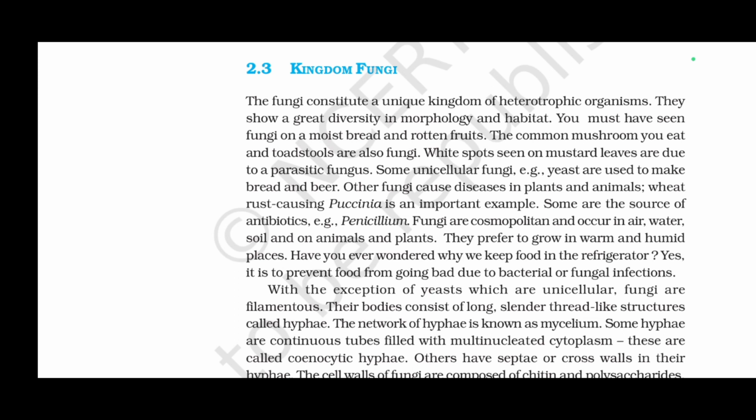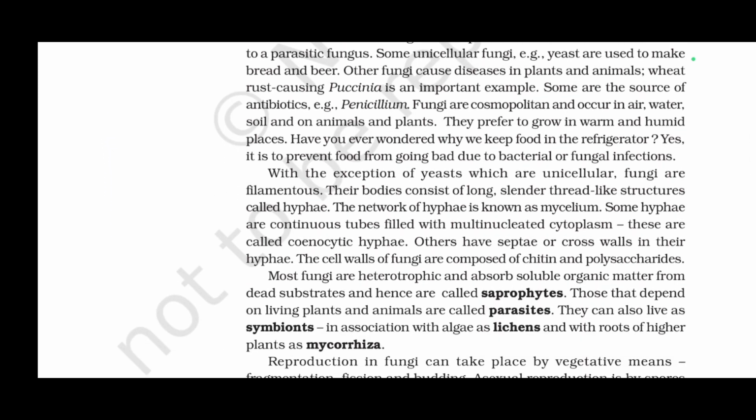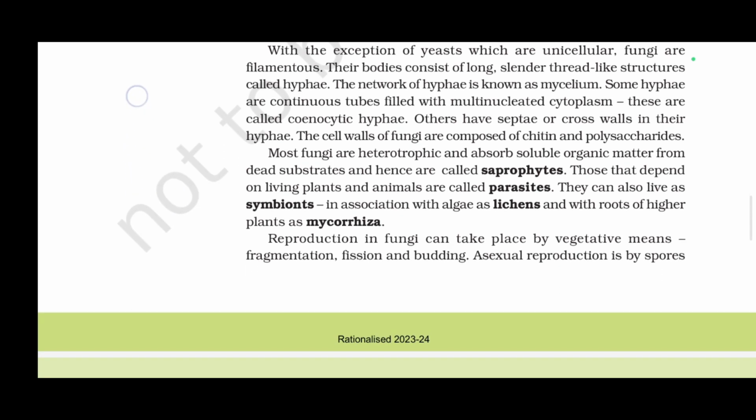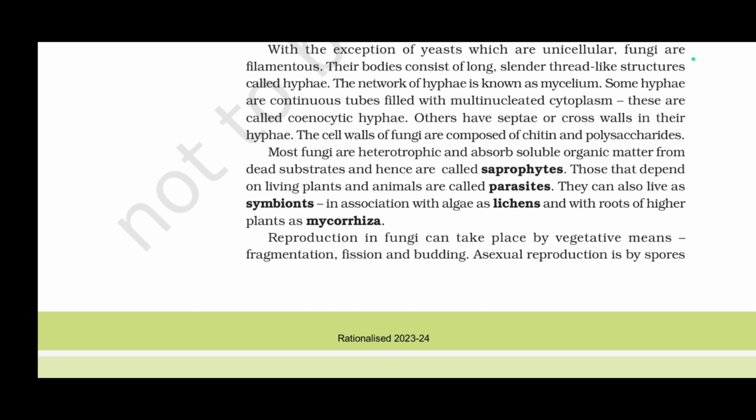With the exception of yeast, which are unicellular, fungi are filamentous. Their bodies consist of long, slender, thread-like structures called hyphae. The network of hyphae is known as mycelium. Some hyphae are continuous tubes filled with multinucleated cytoplasm. These are called cenocytic hyphae. Others have septa or cross walls in their hyphae. The cell walls of fungi are composed of chitin and polysaccharides. Most fungi are heterotrophic and absorb soluble organic matter from dead substrates, and hence are called saprophytes.